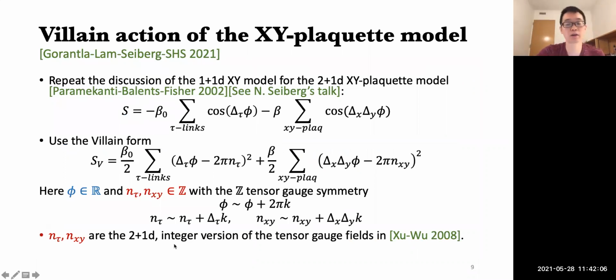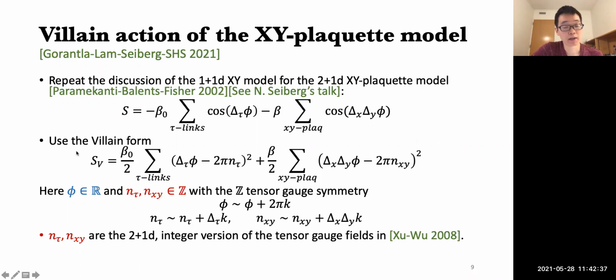And then we can move on to the more interesting model, the 2+1D XY-plaquette model that was already introduced in the lattice talk and also by many other people in this conference. So we are now in one dimension higher. We have a Euclidean time direction with the nearest neighbor interaction in the Euclidean time direction. And in the spatial direction, we now have this plaquette interaction, and we sum over all the XY plaquettes.